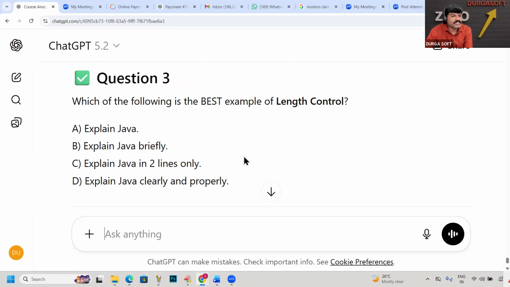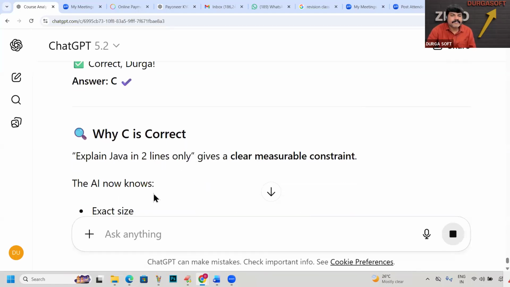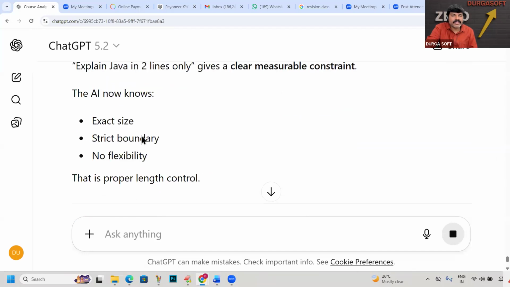Okay. Which of the following is the best example of length control? A: Explain Java. B: Explain Java briefly. C: Explain Java in 2 lines only. D: Explain Java clearly and properly. C. Why do we need to control length? What is the advantage? We limit the tokenization. Yes. Explain Java in 2 lines.